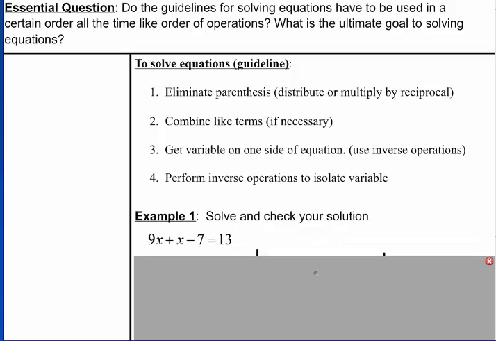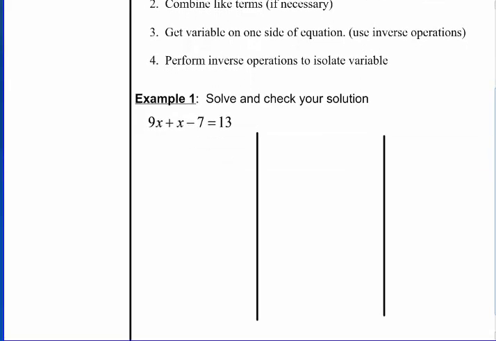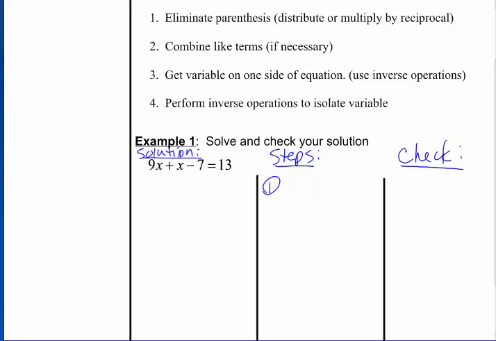We want to solve and then check our solution for the equation 9x plus x minus 7 equals 13. Note that I have the notes set up with 3 columns. In the first column, we will have our solution. In the second column, we will list the steps that we are using to solve that equation. In the last column, we will do our check. First thing we want to do, let's take a look at our list. Eliminate parentheses is first on our list, but we don't have any parentheses.